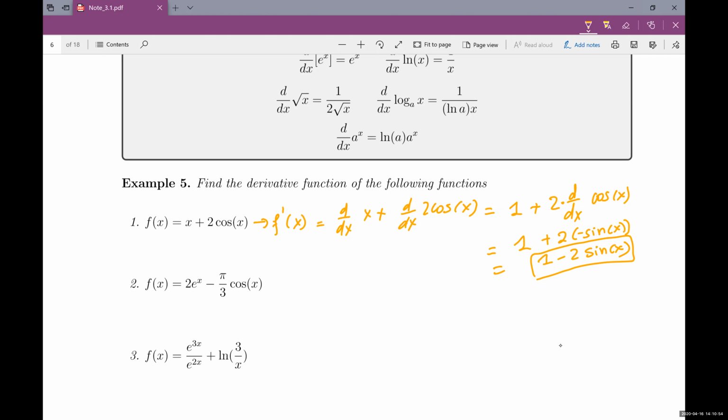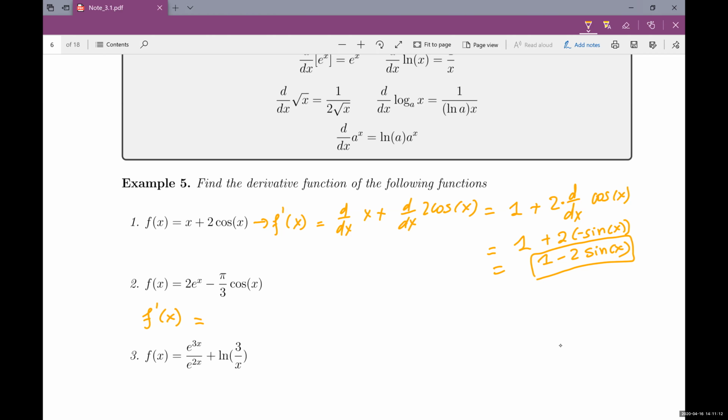Go to the second function. f of x equals 2 e to the x minus pi over 3 cosine of x, right? So what is the derivative of f? What is f prime of x?